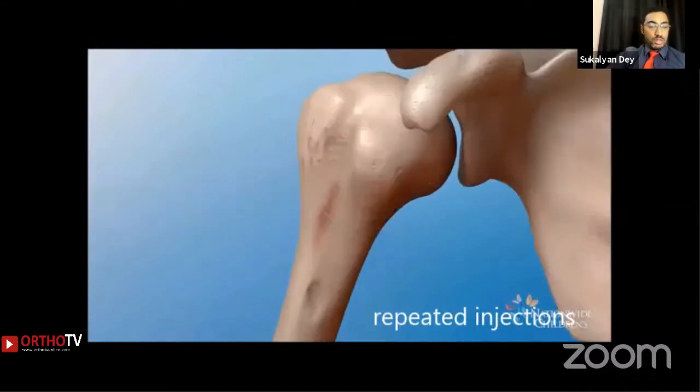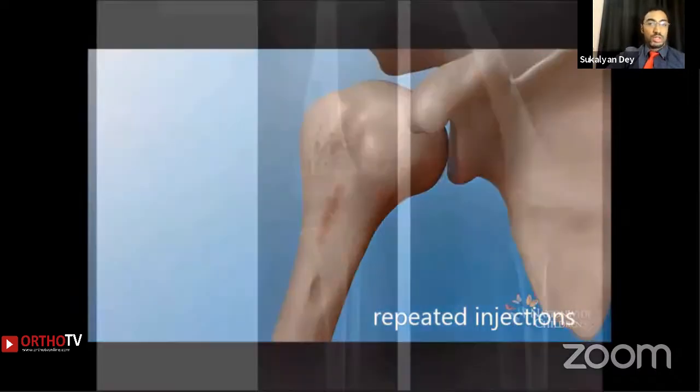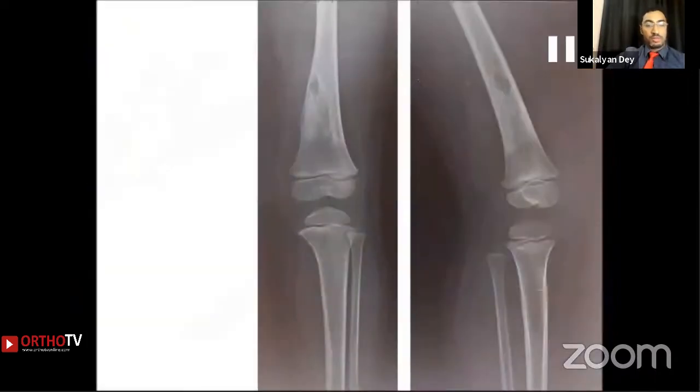Now let's see what happens to the case of the 3-year-old child. This is the follow-up radiograph, 2 injections, 3 months apart and 15 months down the line. We can see good bone formation along with the preservation of growth potential of the physis.